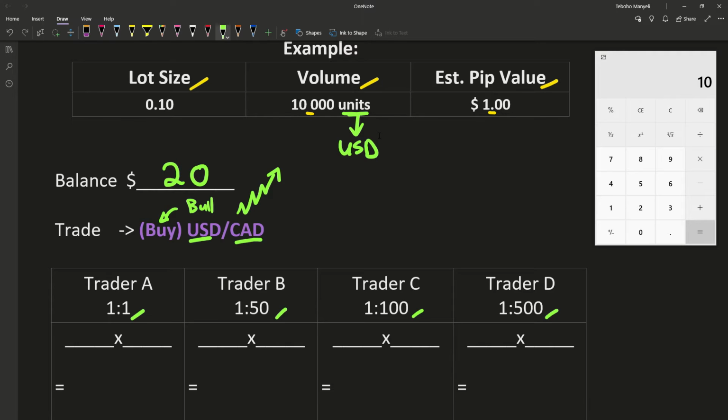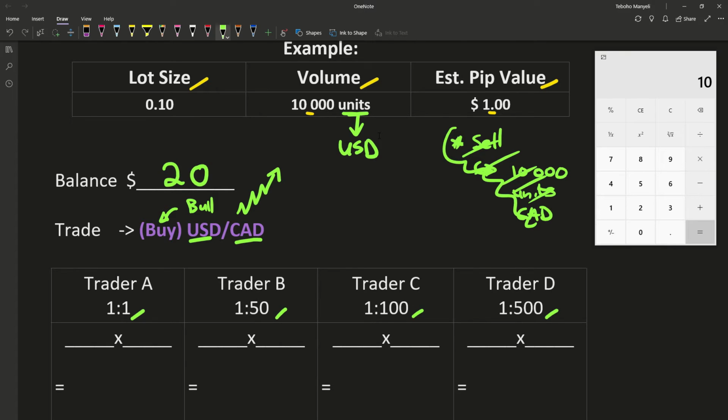So if I decided to sell, I'll put a little star there. If I decided to sell instead, this would mean that I had to acquire 10,000 units of the Canadian dollar, for instance. But we're not selling in this case, so this really doesn't matter at this point.